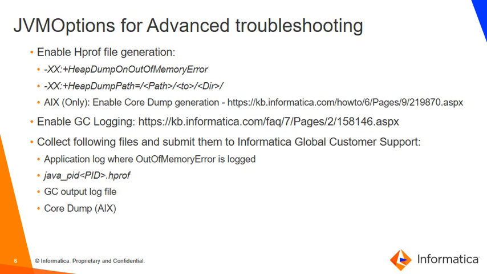Then collect these logs and send them to Informatica Global Customer Support for analysis. The application log where out of memory is logged, the .hprof file which has the naming convention java_PID, the PID itself, and .hprof. The location of the file is the one that is specified by the setting HeapDumpPath, or the default location is the current working directory of the Java process. The third item is the garbage collection logs if they were configured. And fourth, in case of AIX, also collect the core dump file that was enabled.